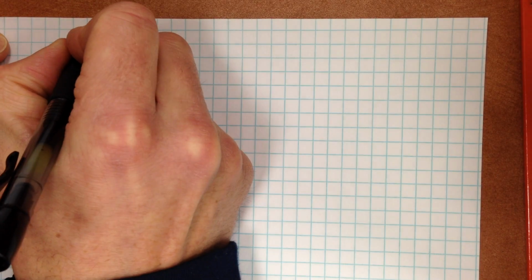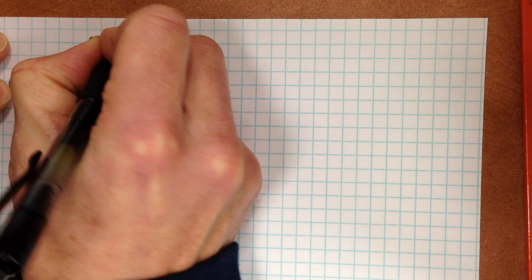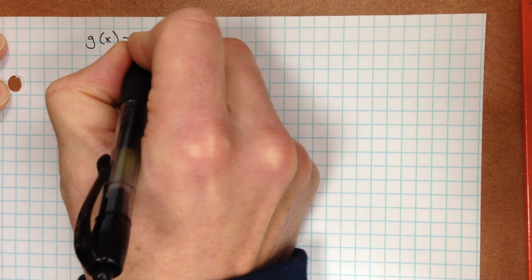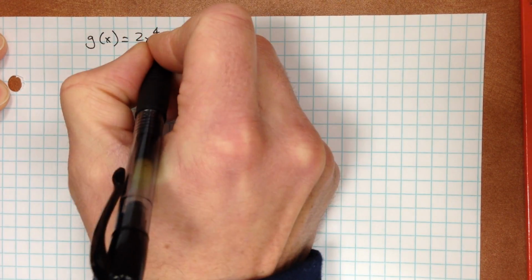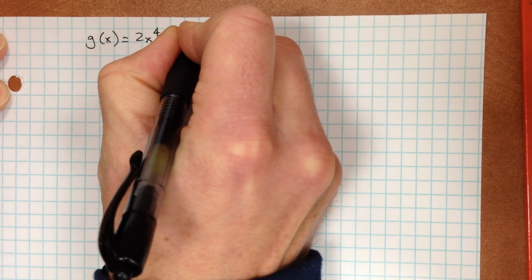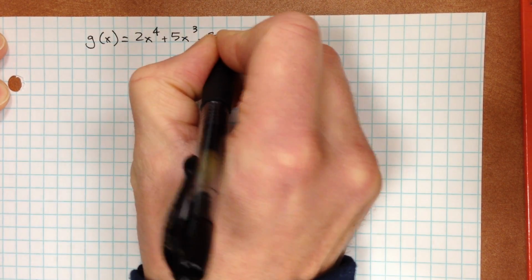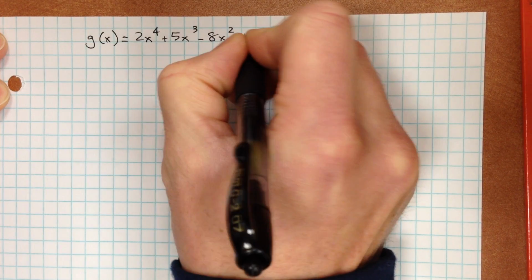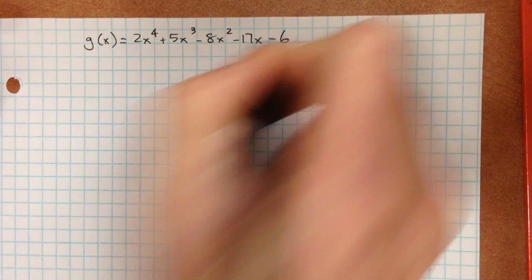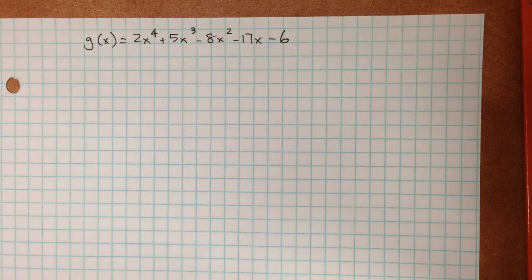All right, let's take a look at another example. Say we have g of x equals 2x to the 4th plus 5x cubed minus 8x squared minus 17x minus 6. If we were to want to find all of my roots here, we could do that by using the rational root theorem.